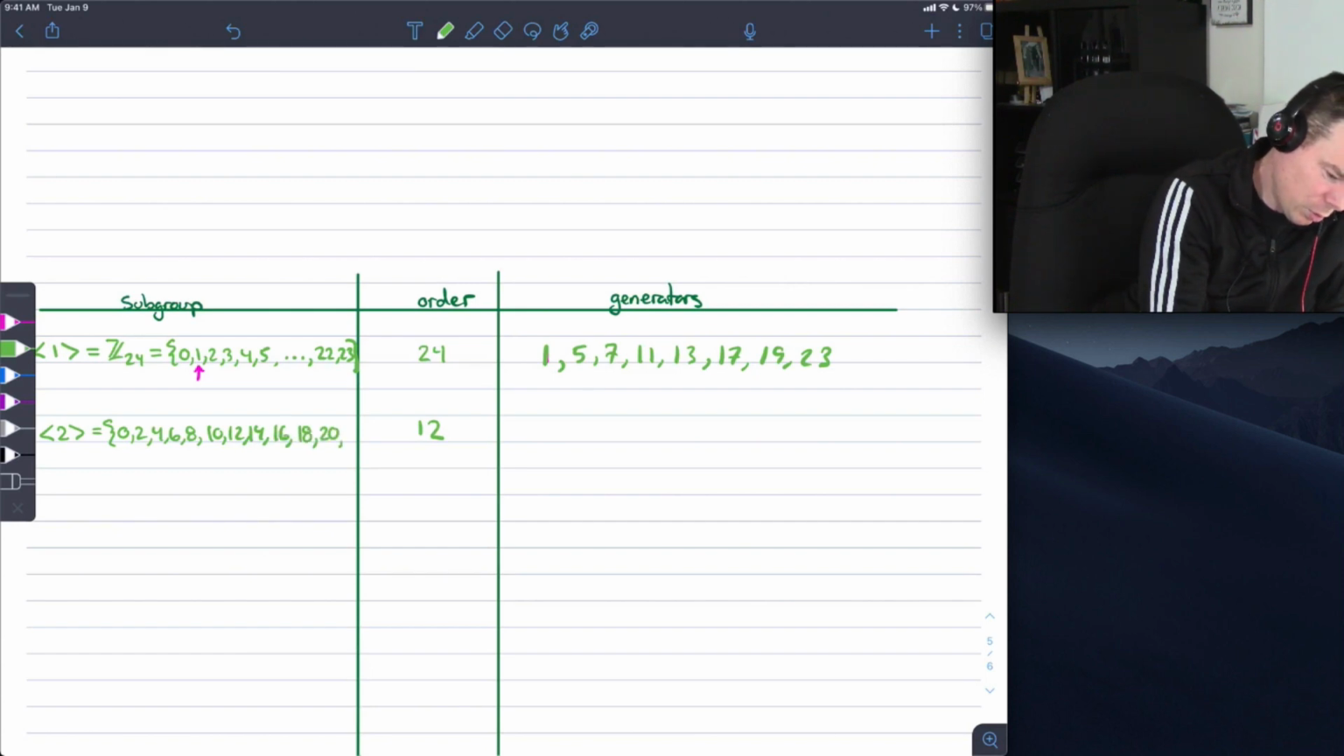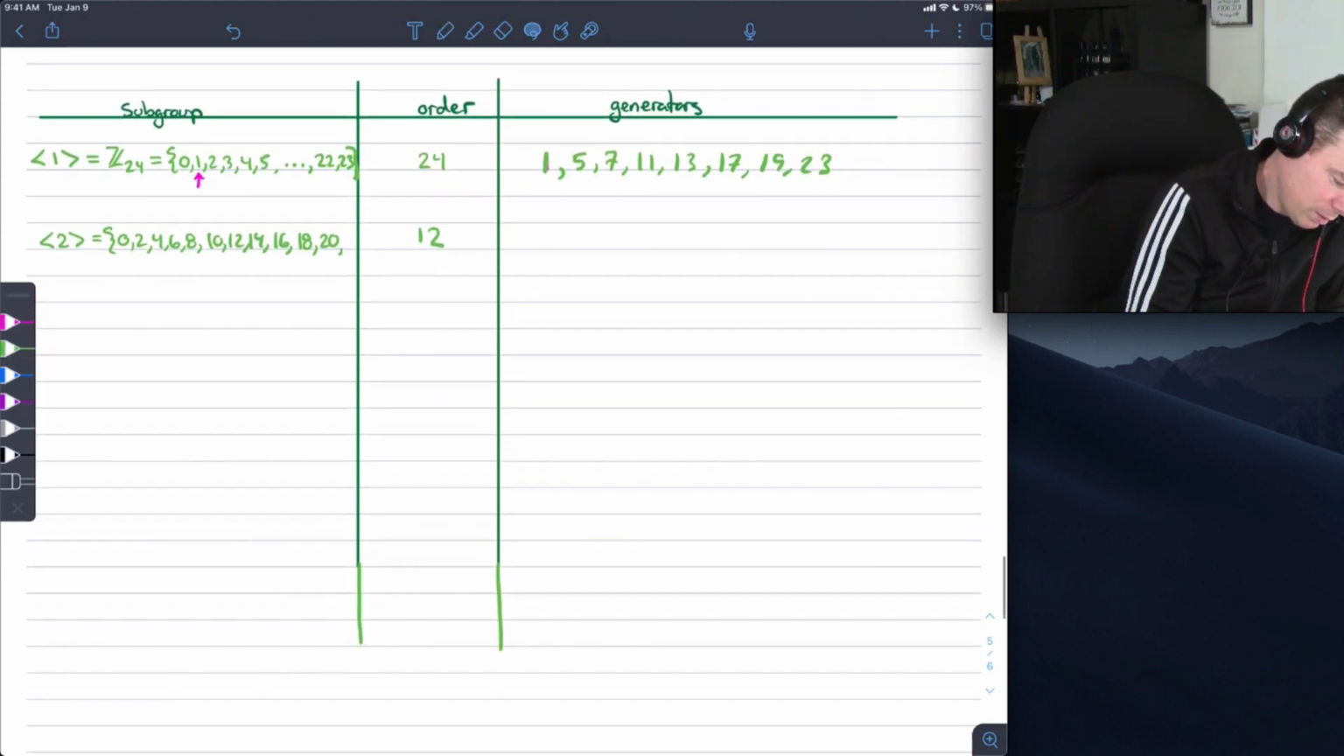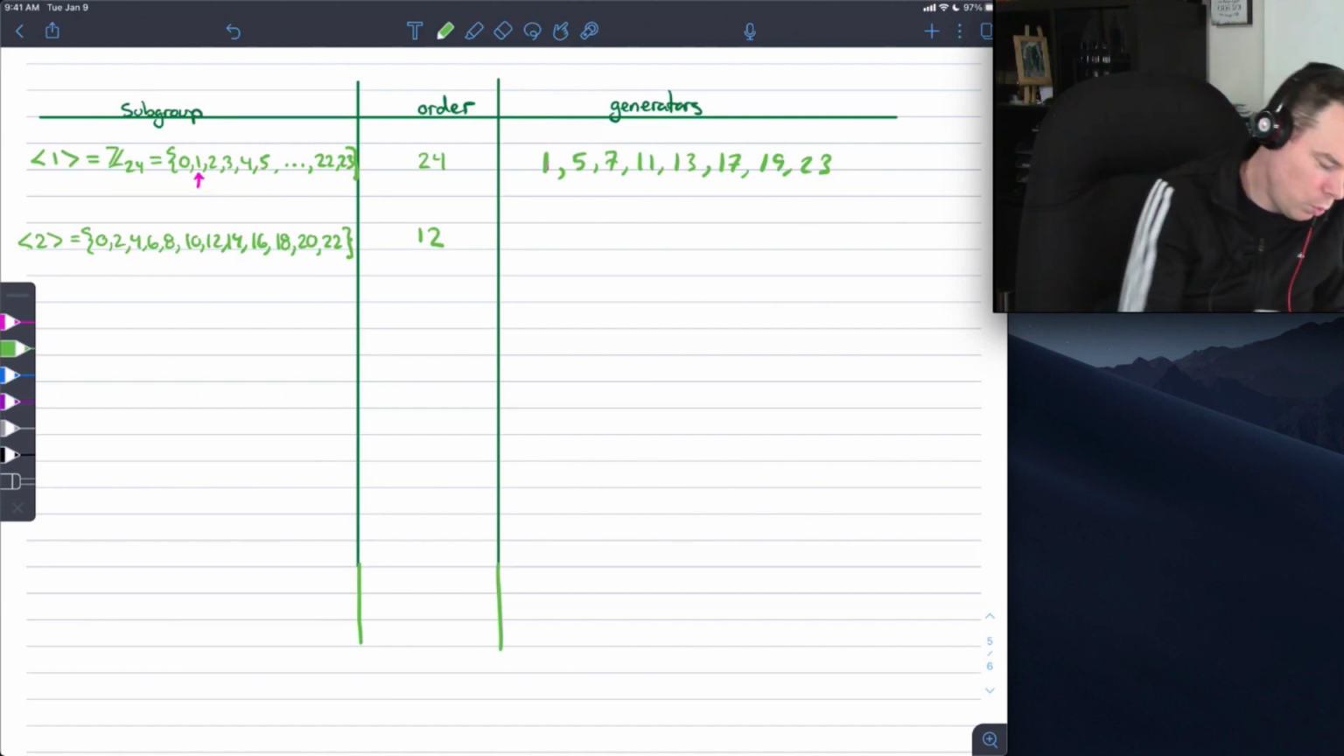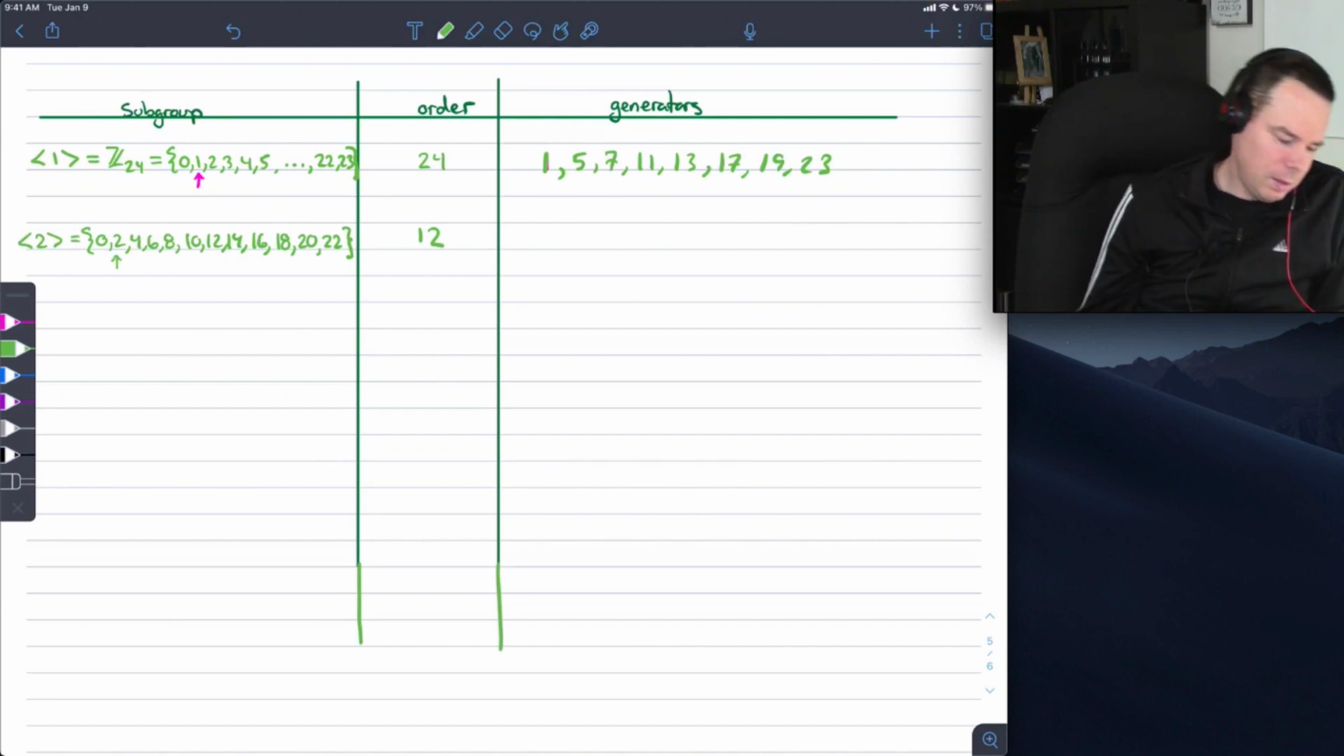Oh, almost got it in there. Can I move this stuff over a bit? I'll slide it up and I'll move it over a bit. It's just more satisfying having it all on the same line. 22 and back to 0 again. So there's a subgroup of size 12. 2 is how I generated it.